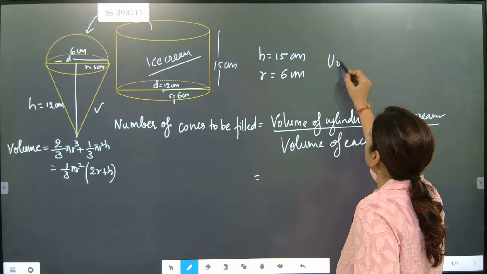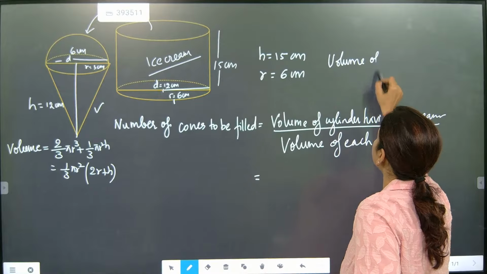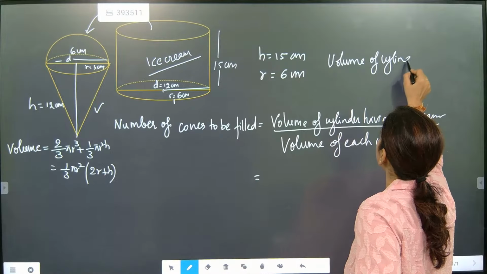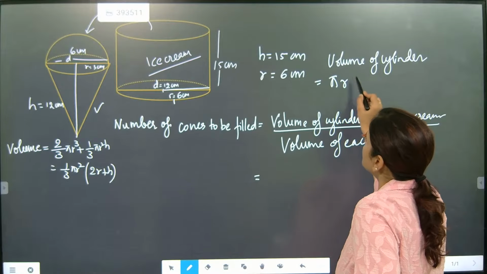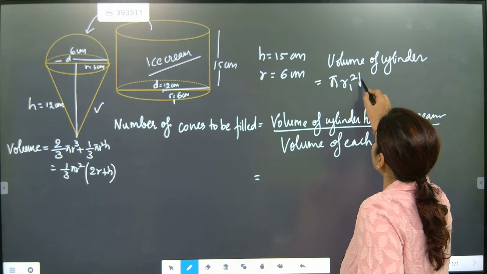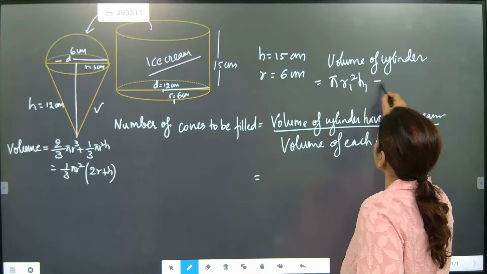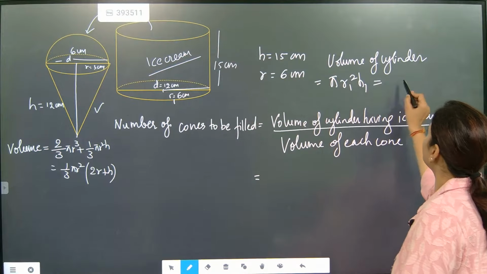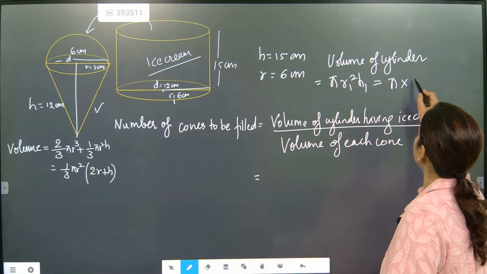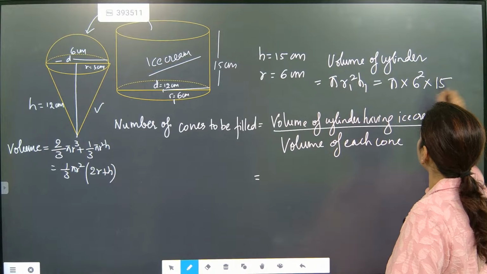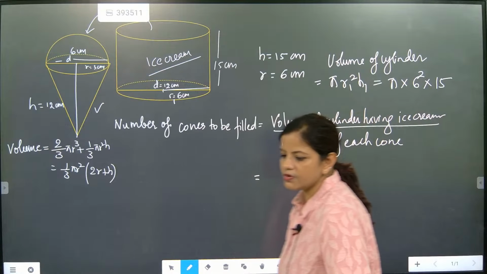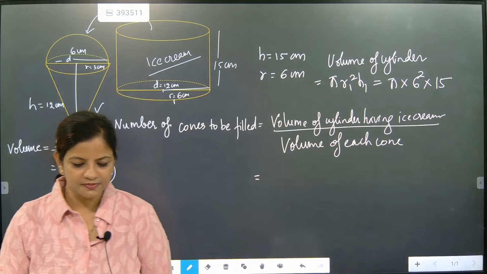So volume of cylinder will come what? First we will find the volume of cylinder. Volume of cylinder is pi r1 square h1. So here r is what? Pi we will write as it is. It is coming as 6 square into height 15. Done. So 6 square into height 15.